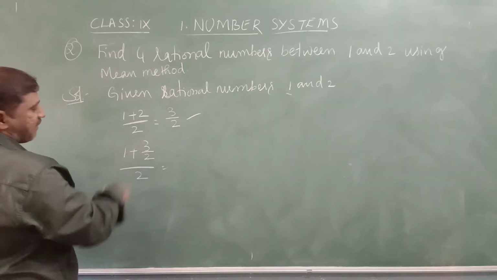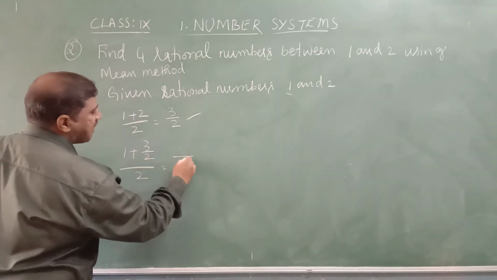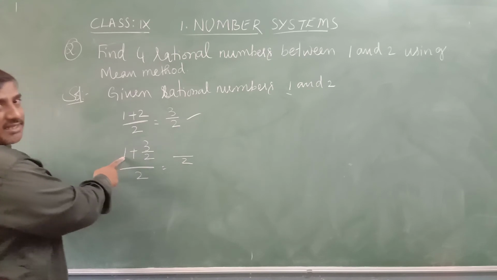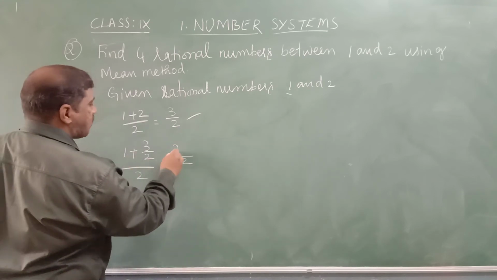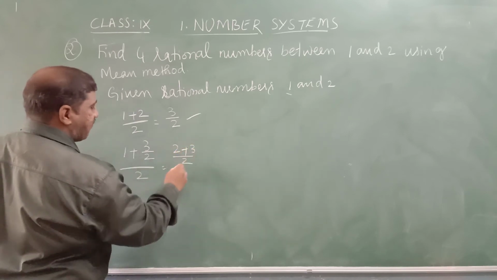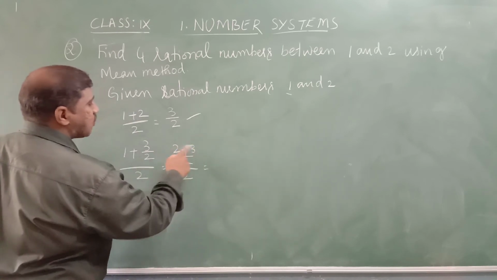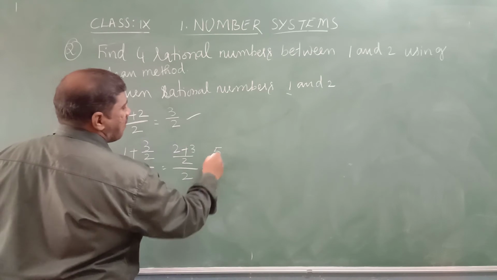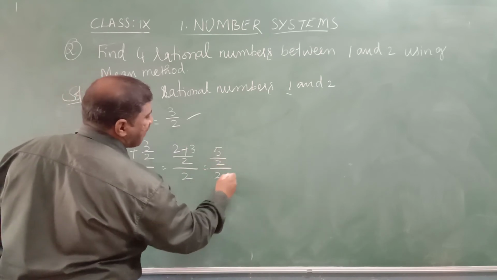What do we get? 1 + 3/2. Add these two. The LCM is 2. 1 by 1 is 1/1. 1 twos are 2, plus 2 ones are 2. 1 into 3 is 3/2. That is equal to (2 + 3)/2, which is 5/2, whole divided by 2.